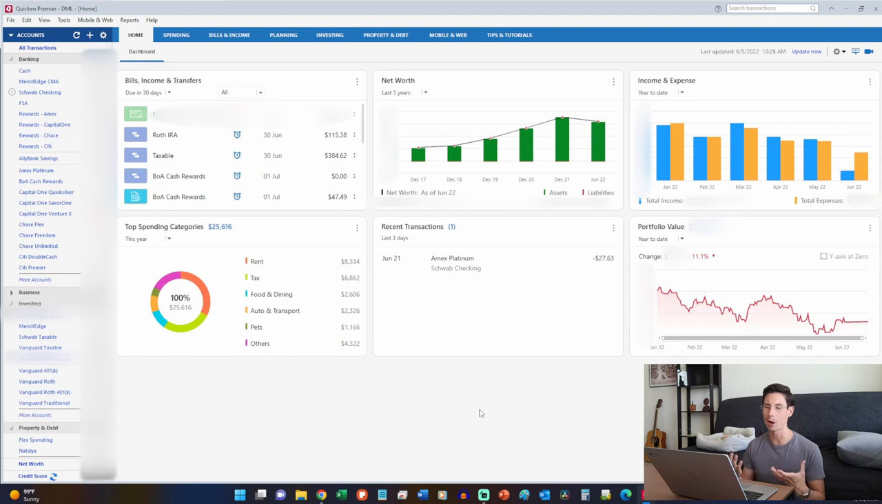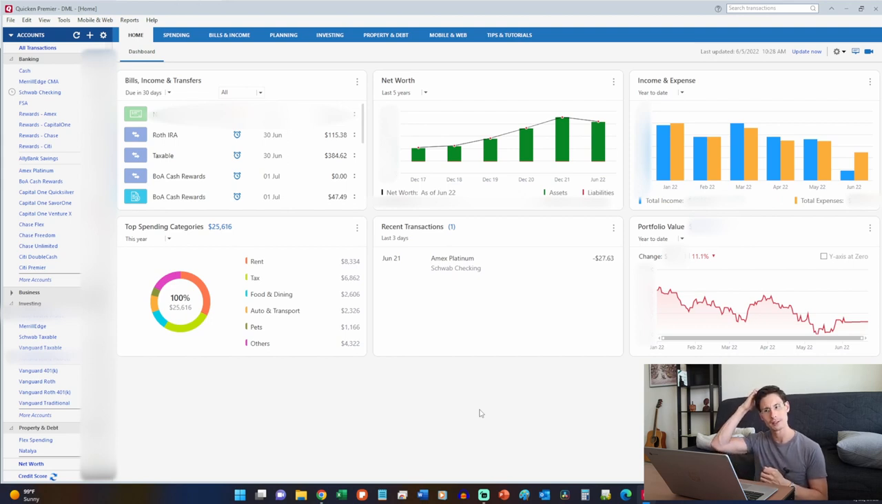And they've modernized the dashboard a little bit here, so we can see income and expenses, net worth over time. You can see the impact of the recent declines in the stock market on the portfolio, which is also tracked on this page. And then my top spending categories as well. And then bills, incomes, and transfers, the scheduled things that recur that we'd want to keep an eye on.